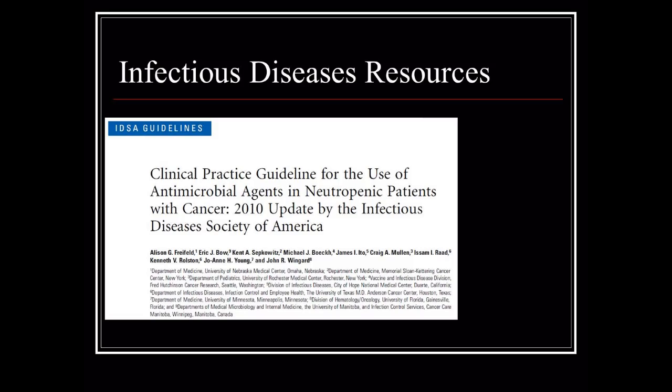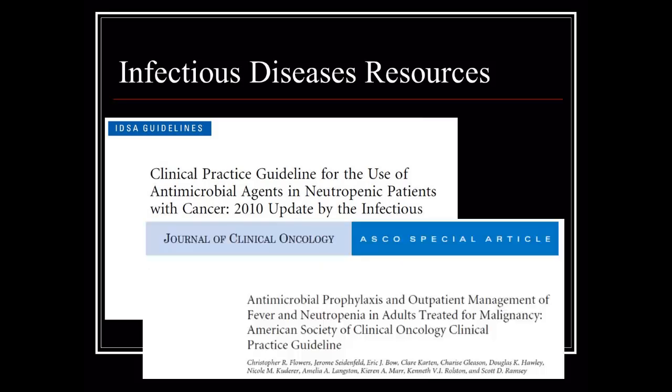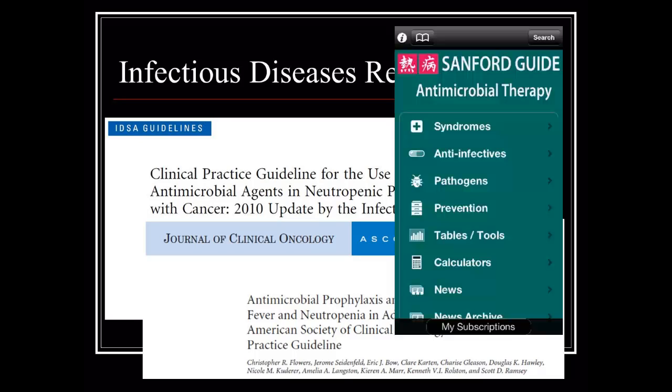Our resources, what we use to make lectures like this, as well as to guide our clinical practice: IDSA guidelines. This was the most recent one pulled from the IDSA website from 2010. ASCO guidelines, also in reference to neutropenic fever in adults. The Stanford guide, which now I recommend for everybody to have on their phones because they're constantly being updated, whereas the book is only updated once a year.